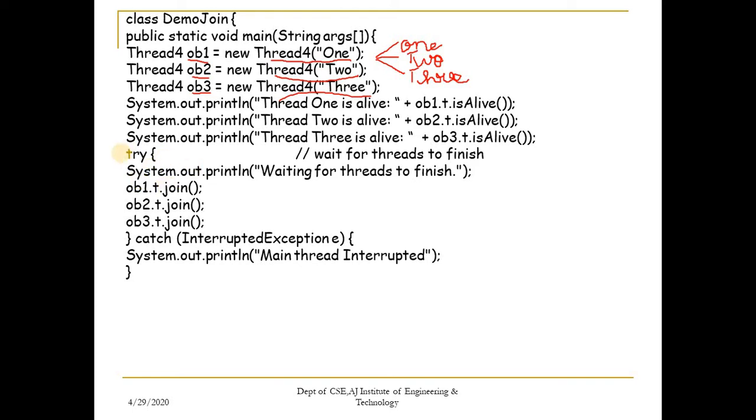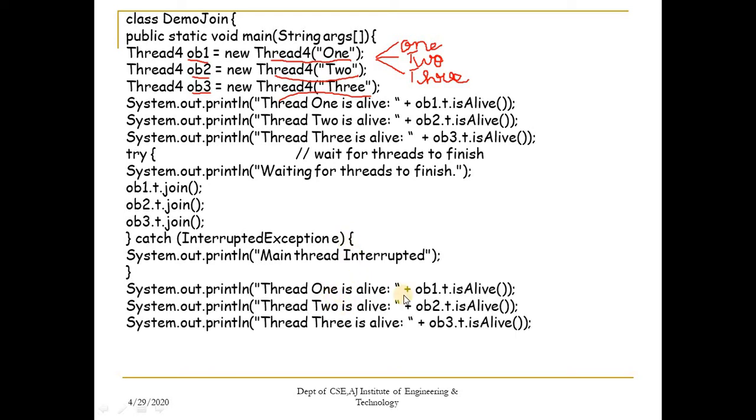Now as I told you, we have seen in the general form, this join method will throw InterruptedException. So you have to write it within the try block, and you need to have the catch block defined, which will handle that InterruptedException.